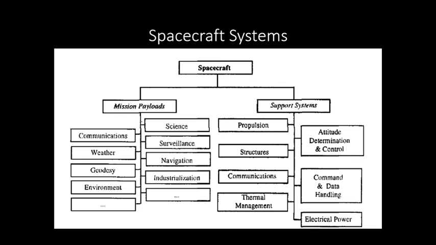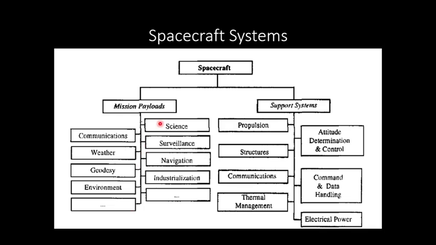First one is called the mission payload. Second subcategory is called support systems. With respect to the mission payloads, there are several components or techniques or concepts that are collectively shown here, indicating that there is always a scope for future development.